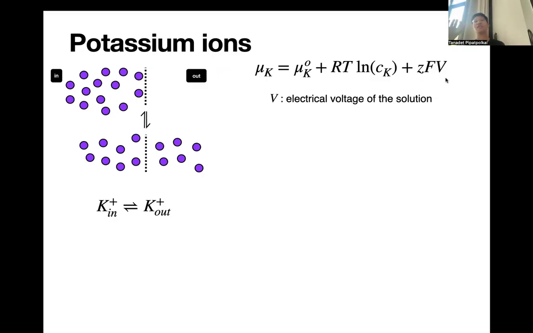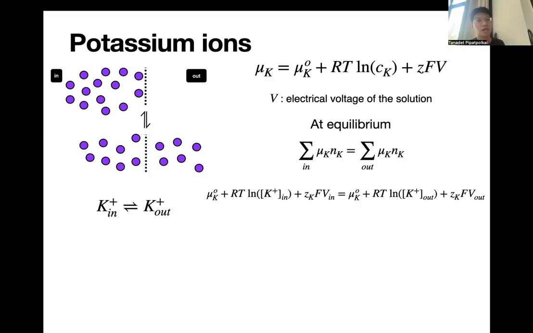And as you can imagine, we have the inside versus the outside. So we set up the same equilibrium scheme again, where we have the inside and the outside with mu K multiplied by nK, and this assumes that n equals 1. I can say mu K plus RT ln K inside plus FV inside equals the same standard mu plus RT ln concentration outside plus FV outside.